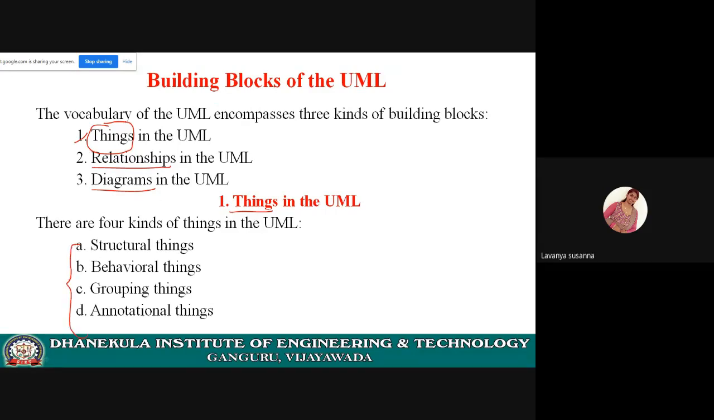Okay, first one is structural thing, second one is behavioral thing, third one is grouping thing, and next one is annotational thing. There are four types of things: structural thing, behavioral thing, grouping thing, and annotation thing. Let us see these things of UML. Once again, see what are the building blocks of UML. Things, relationships and diagrams, these are the building blocks of UML.